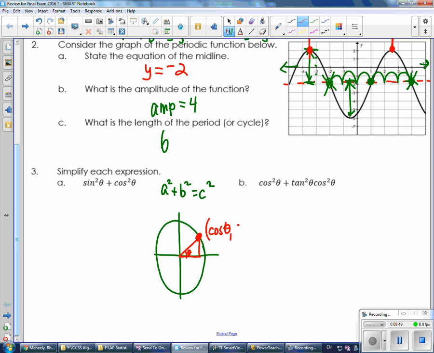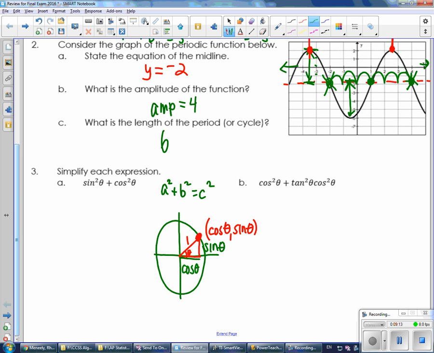And the y-coordinate is going to correspond to the sine of theta. We also know that on the unit circle, my hypotenuse is 1. So if I kind of look at this triangle a little bit differently, another way of saying that is that my adjacent side corresponds to the cosine of theta, and my opposite side is going to correspond to the sine of theta if the hypotenuse is 1.